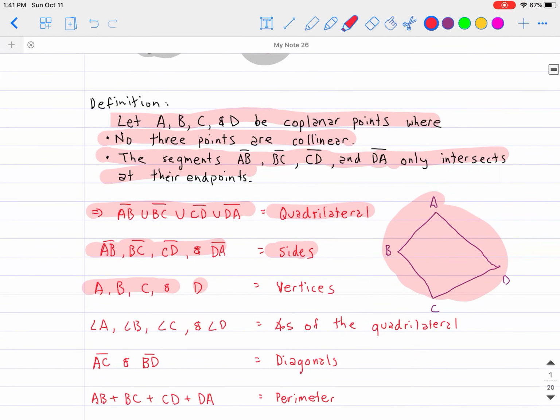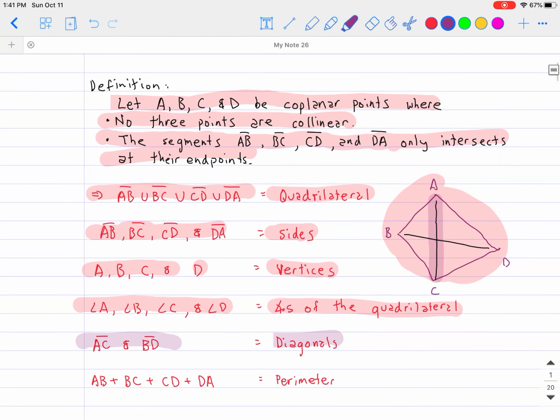Exclude that angle D right there, I apologize for that. Let me get rid of this small little part right here. It's just A, B, C, and D. Then we also have the angles: angle A, angle B, angle C, and angle D, which are known as the angles of the quadrilateral. And something that is not drawn in here, but we should actually draw, is AC, this segment right here, and also BD, that other one. Those are known as diagonals, the ones inside the quadrilateral.